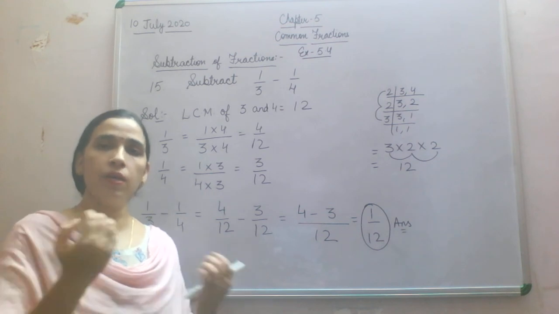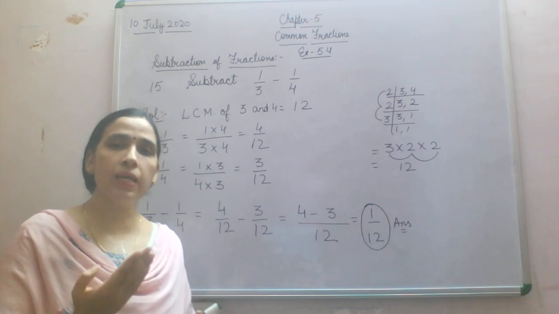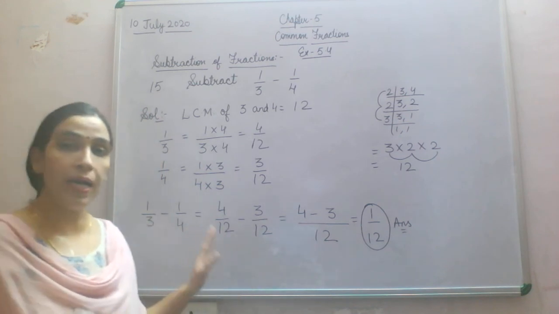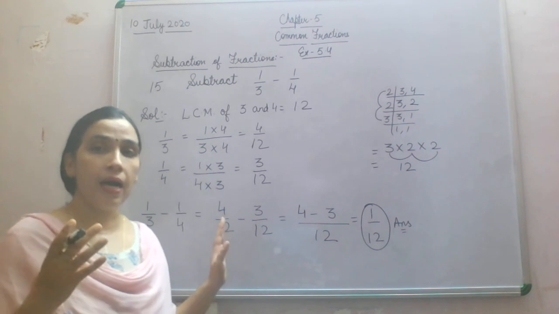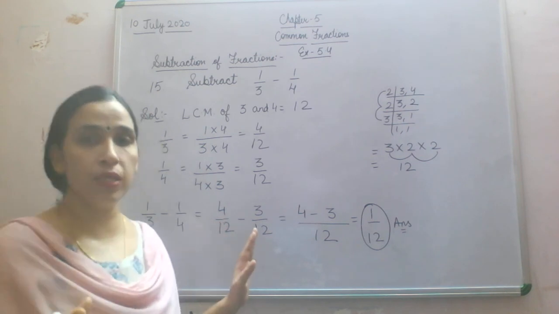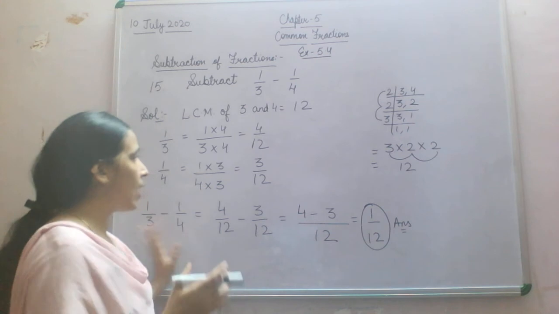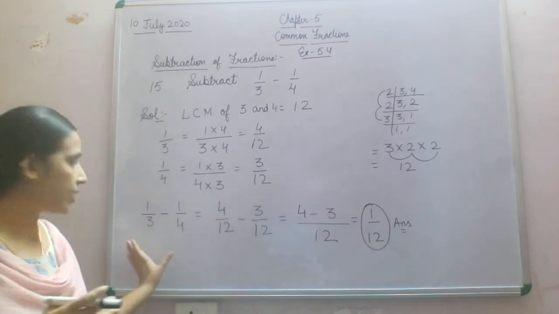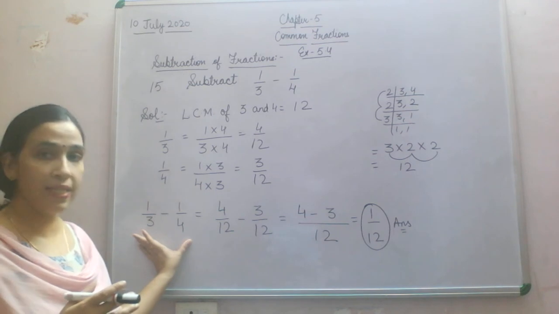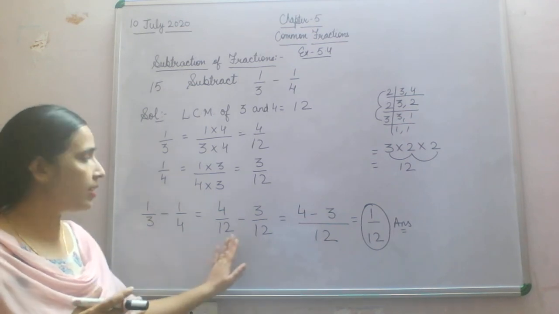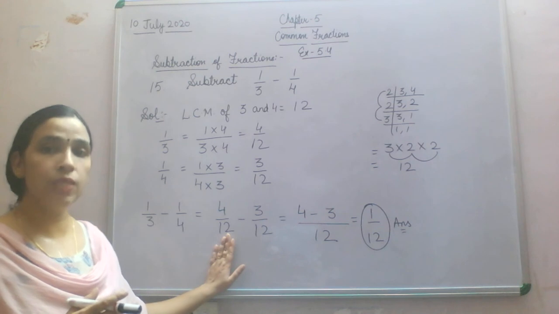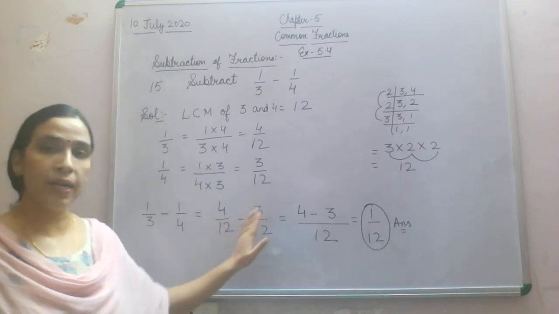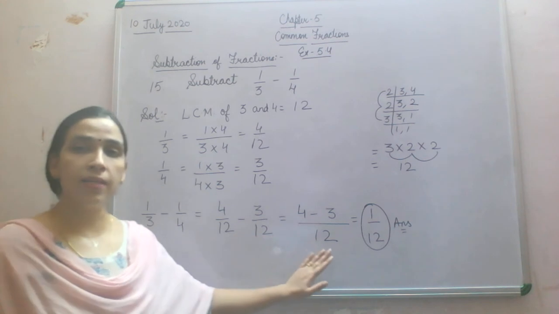Some of the children were of that method also, but that method is not easy. So this method is quite simple, and you can do all the questions simply and easily using this method. After converting into like fractions, you will do the subtraction of unit fractions. Instead of the unit fractions, you will write the like fractions which we have converted, like 4 by 12 minus 3 by 12, and then do the subtraction.